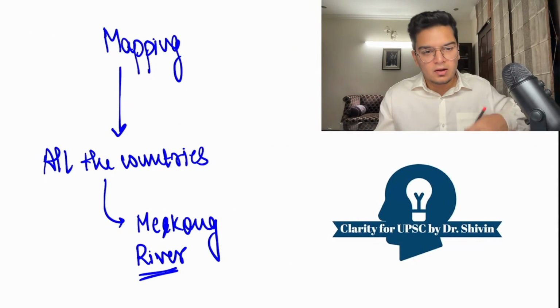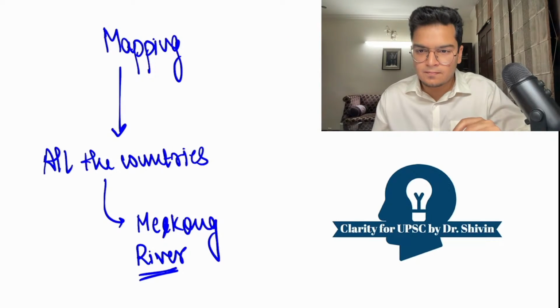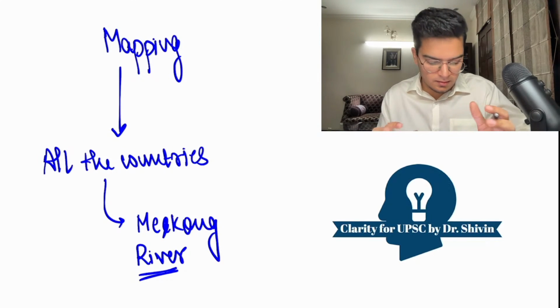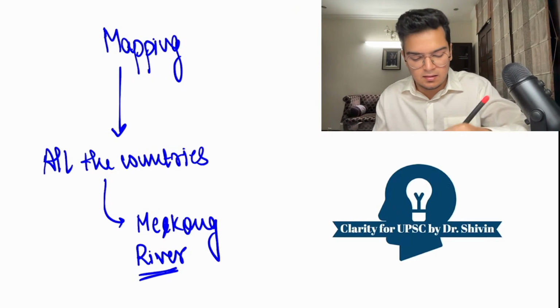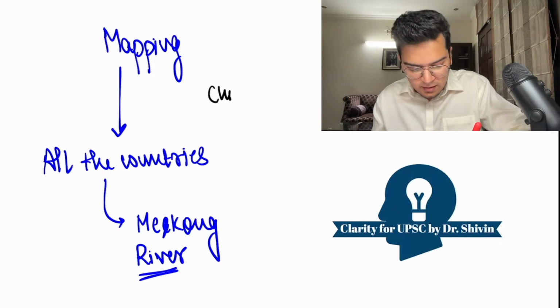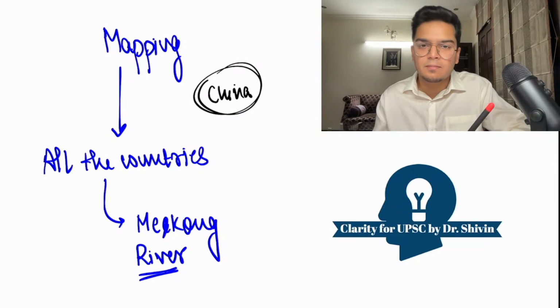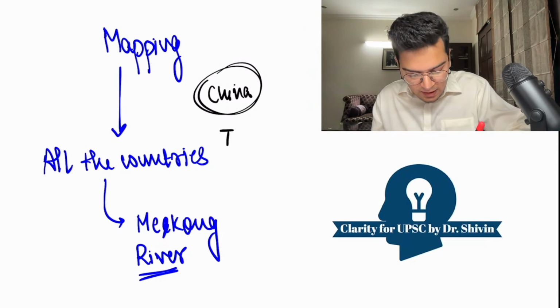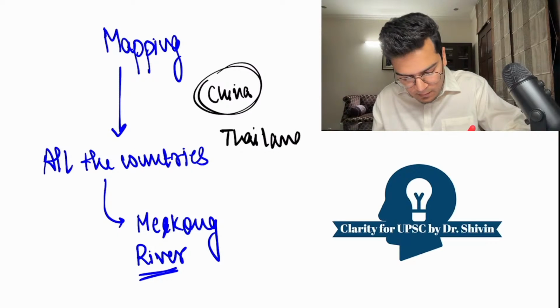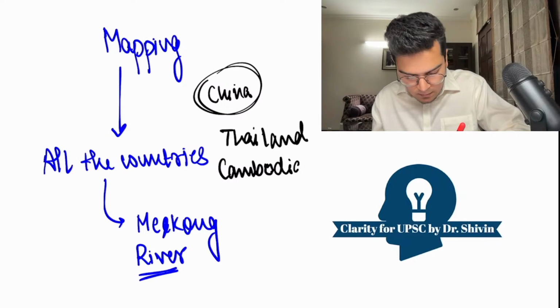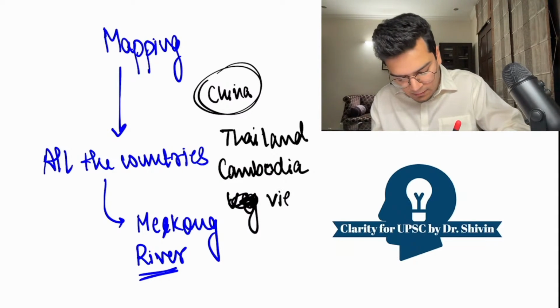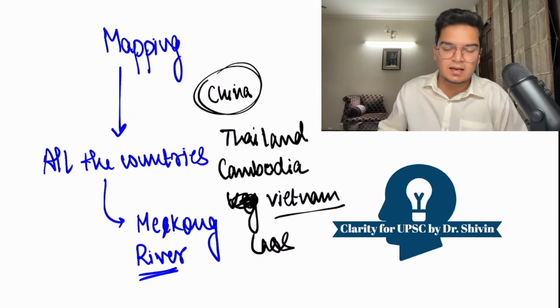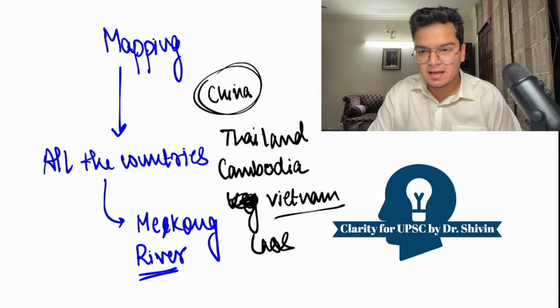Next, Mekong River, the countries through which the Mekong River passes, right? So there is obviously China and the countries that are present in Indochina. So there is Thailand here. There is Cambodia. There is Vietnam. There is Laos. And tell me, have I missed anything? Have I missed any country here?